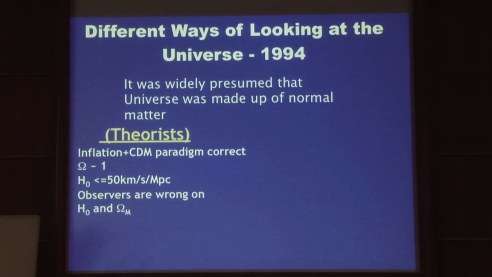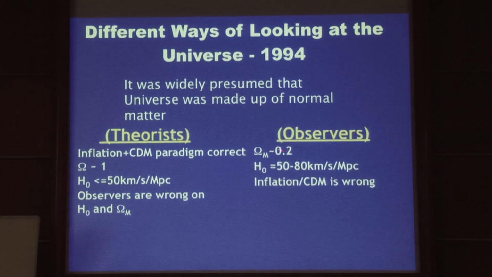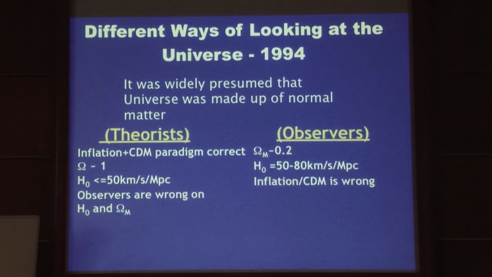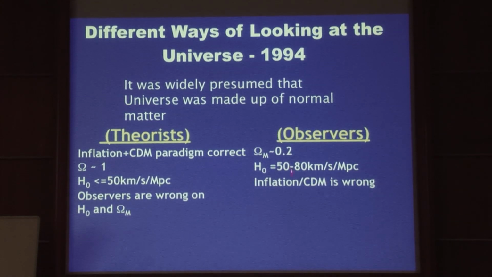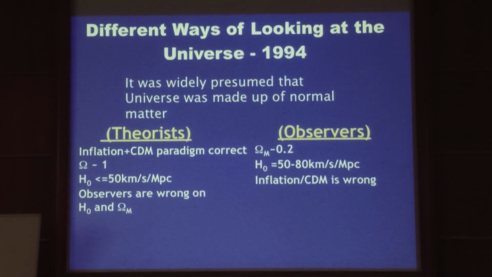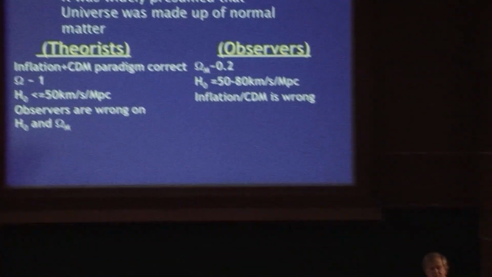And the way they accounted for this is that the observers who had measured that omega matter was roughly 0.2, and the Hubble constant was greater than 50, I would say most people would have said it was 60 to 80, were simply wrong on those measurements. And so we segregated these 2 questions: theorists who believed in this and said these measurements are not correct, and observers who said, well, we made these measurements and we just don't think inflation and cold dark matter are potentially right. So that was where we started in 1994.